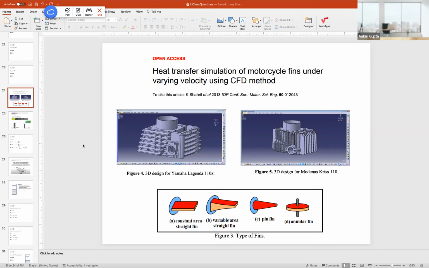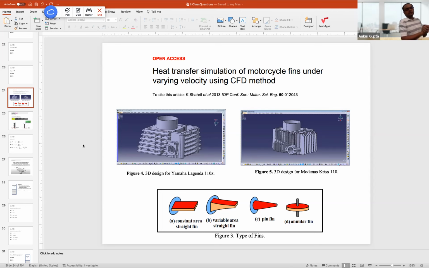What you see here is a 3D design of different engines, Yamaha designs or other designs, and there are different kinds of them. Here we are thinking about constant area, but you can have variable area. There are many different kinds of design, and the main idea is you just increase the surface area so that you can cool it better. Obviously, we are just finding something very simplistic.